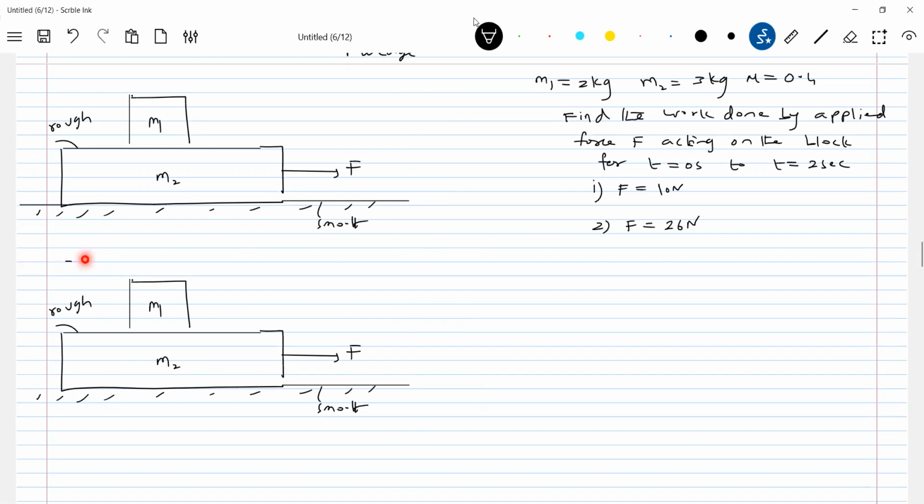F is equal to how much? 10 Newton. Do you know what the maximum force for no slipping is? Already we have a formula, no? What is the background formula? The background formula for maximum force for no slipping is given by mu into (m1 plus m2) g. Mu is 0.4, (2 plus 3) into 10. So this will be 20 Newton.